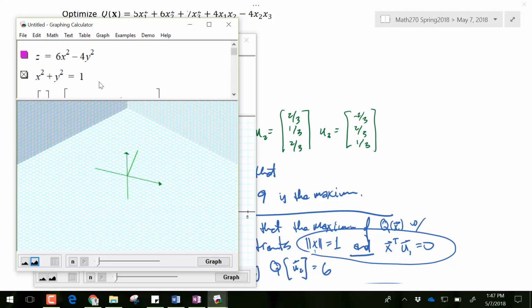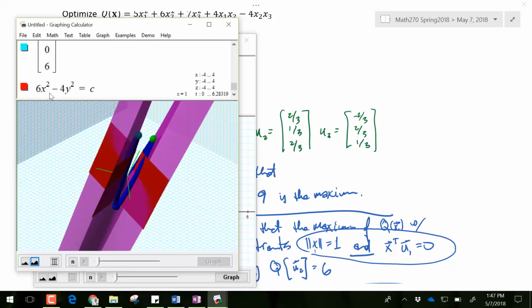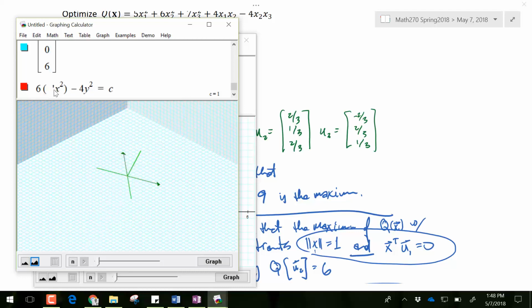What's our function again? So z is equal to, let's put it this way, is equal to c. What's c?